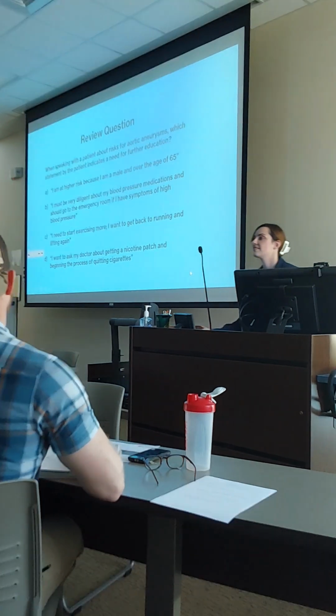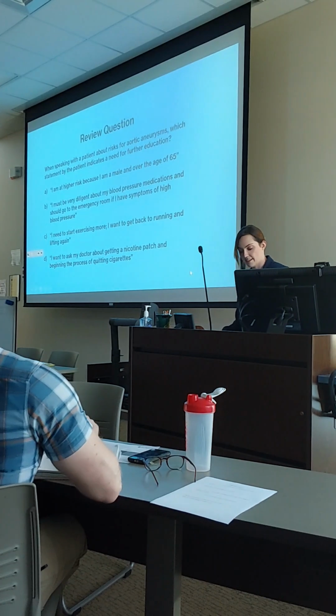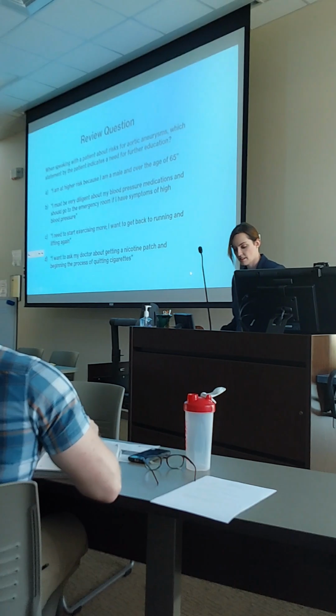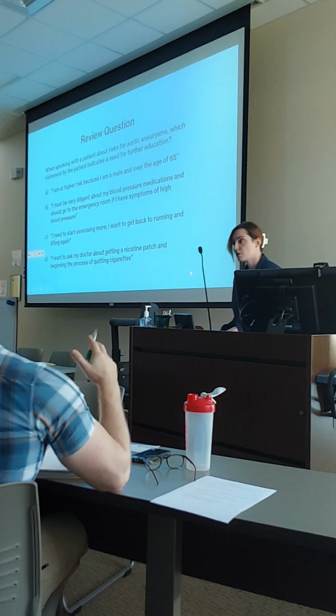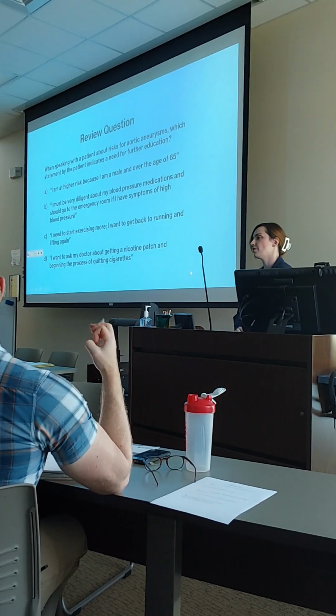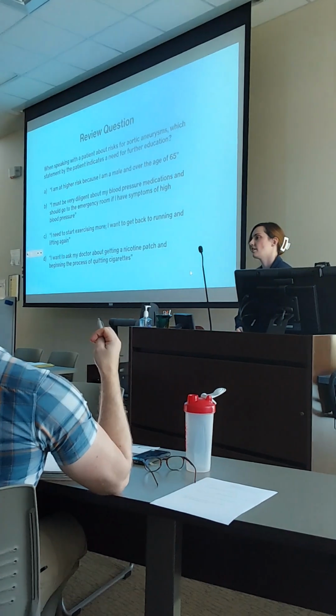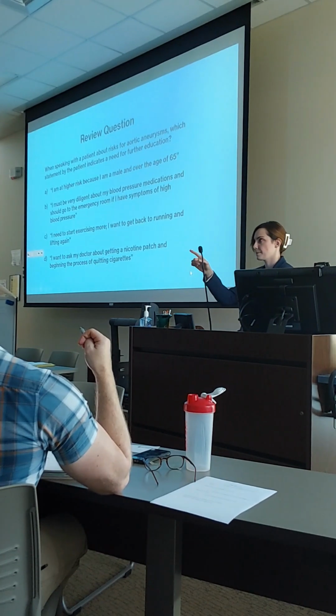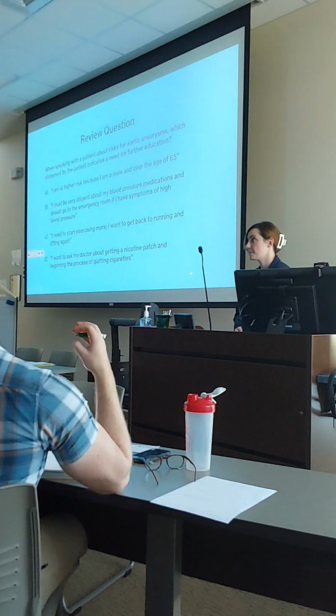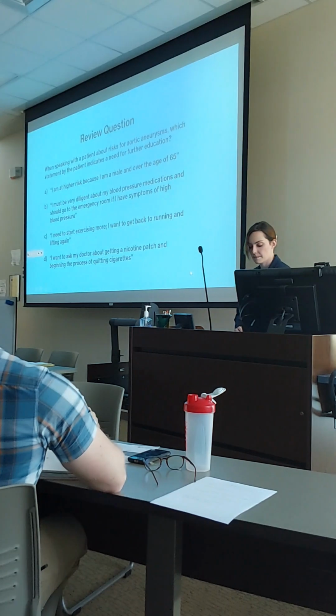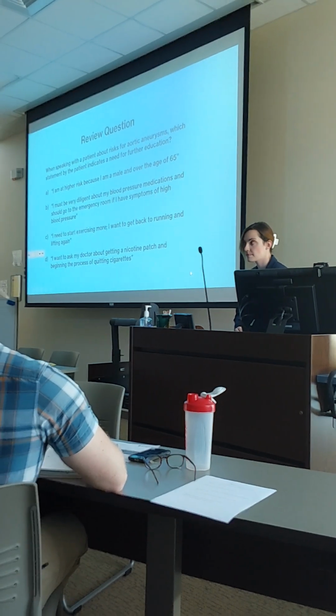Go ahead. A. Why do you say A? Well, that's one of the two risk factors you mentioned before. So I want you to read the question again. What do you see about the question? I think it's C because if they have an aneurysm, they shouldn't lift.